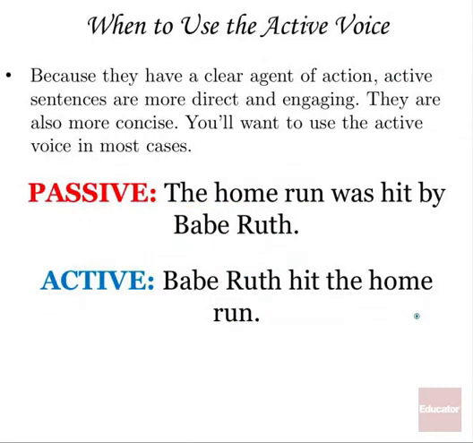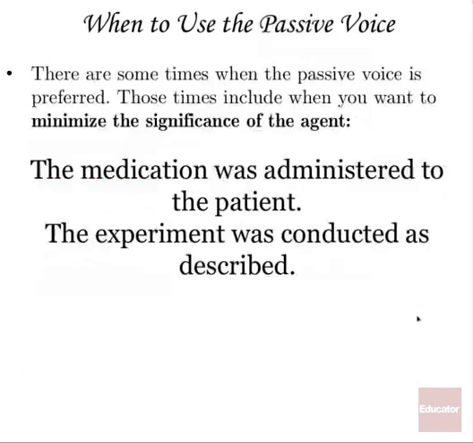All right, so when do you use the active voice and when do you use the passive? Because they have a clear agent of action, sentences in the active voice are more direct and engaging. They're also more concise. You'll want to use the active voice in most cases. It's kind of our go-to voice in English. So, the passive is, the home run was hit by Babe Ruth. Well, that sentence is all about the home run. The active version is, Babe Ruth hit the home run. Now the sentence is all about Babe Ruth. It's shorter, it's punchier, it's more concise, it's a stronger sentence. So, for almost everything, you want to use the active voice. But there are exceptions. There are times when you have to use the passive voice.